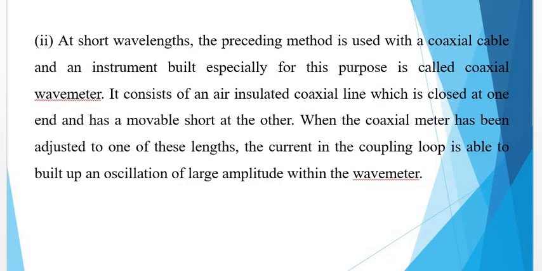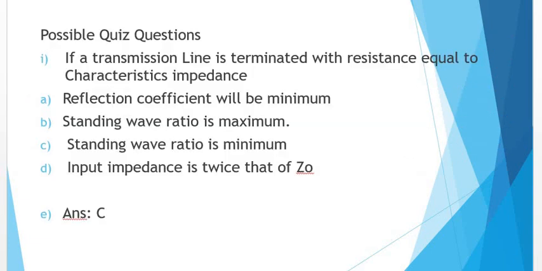At short wavelengths, the preceding method is used with a coaxial cable, and an instrument built especially for this purpose is called a coaxial wave meter. It consists of an air-insulated coaxial line which is closed at one end and has a movable short at the other end. When the coaxial meter has been adjusted to one of these lengths, the current in the coupling loop is able to build up an oscillation of large amplitude within the wave meter.